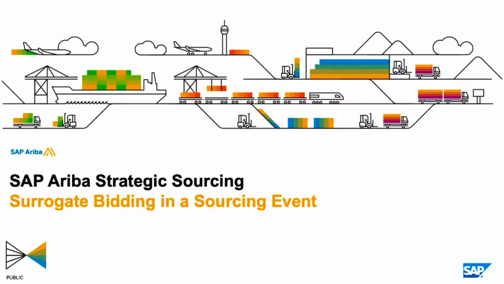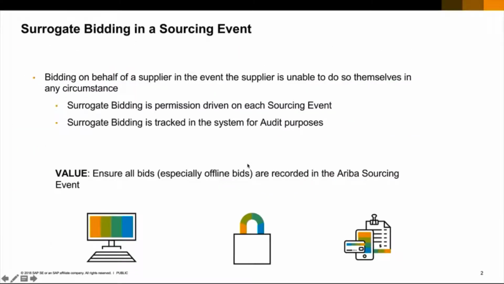Hello everyone, and today we'll be talking about surrogate bidding on behalf of a supplier in the sourcing event. The surrogate bidding feature on the sourcing event allows you to bid on behalf of the supplier in the event the supplier is unable to do so due to any circumstances. So the surrogate bidding feature is permission driven on each sourcing event, so you'll be able to define which users will be surrogate bidding in that specific event.